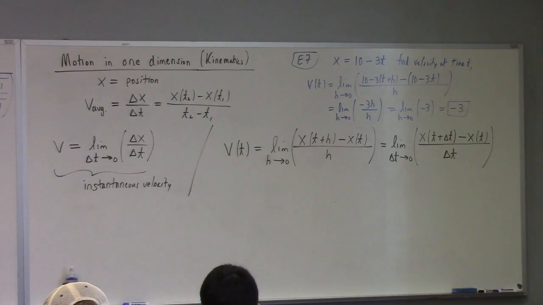All right. So you can calculate velocity if you can calculate the limit of the difference quotient, delta x over delta t.